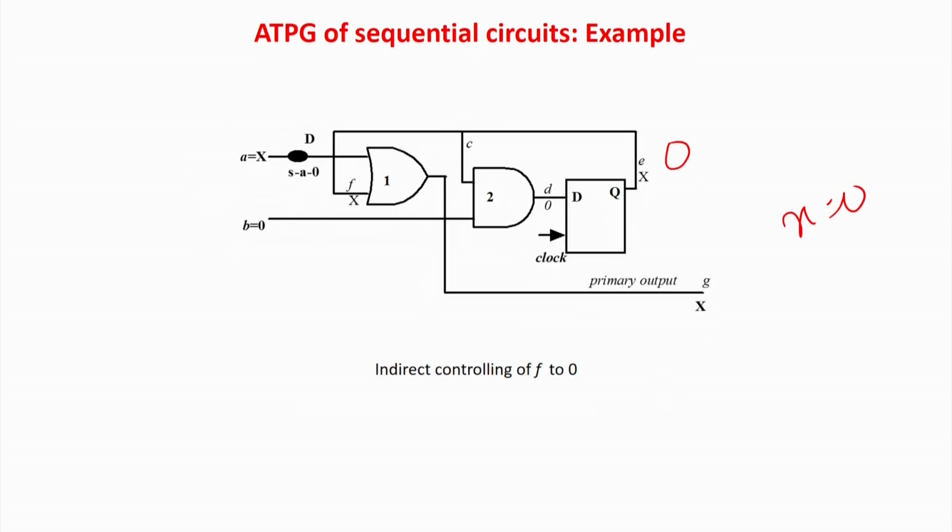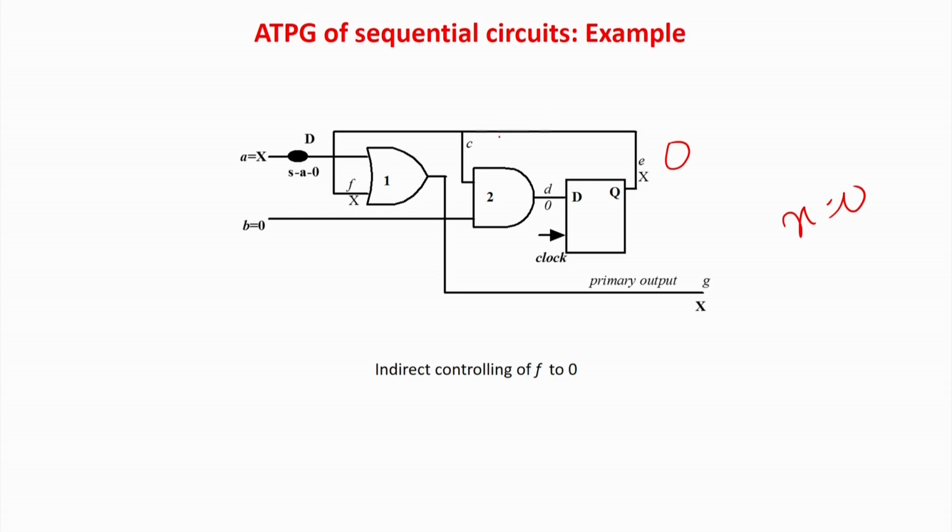So in the case of a sequential circuit, all the effort will be required to control the internal lines to the required 0 or 1 based on ATPG, which is the output of the flip flop. That is the main challenge of a sequential circuit compared to a combinational circuit. So how do we get a 0 at X? How do you get it? Basically in this case it is simple.